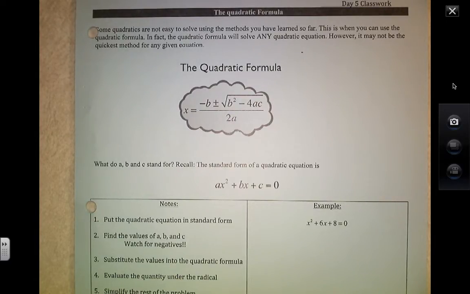I am on page 22 in your packet, and the quadratic formula is written here for you in the little bubble, and we talked about this in class a little bit, so it should look familiar. I'm going to start by showing you a little video of a song that can help you remember the quadratic formula. However, you do not have to memorize the quadratic formula. It will always be given to you. But I just kind of like this song and I thought it would be fun to watch.